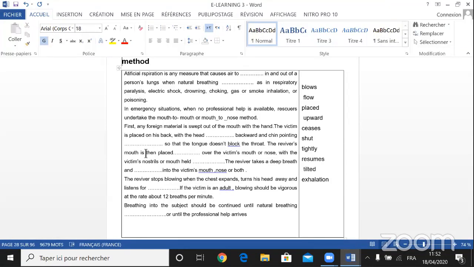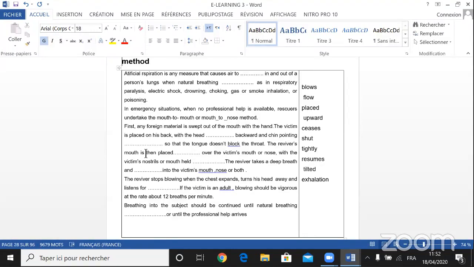Flow. Yeah, flow. Artificial respiration is air, you cause air to flow in and out. So flow in and flow out, inhalation and exhalation. Letting air in and letting air out. This is what it means, flow in and flow out. Letting air in, letting air out, inspiration, expiration. Good. Yeah, carry on.